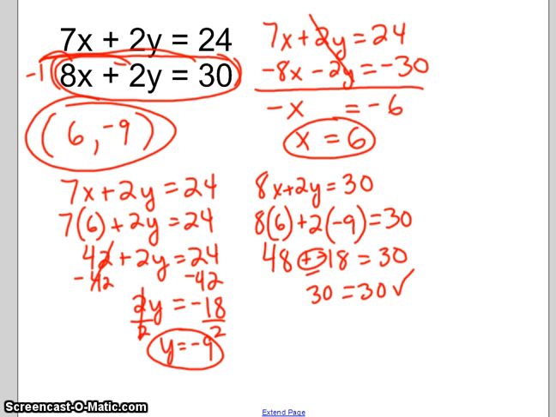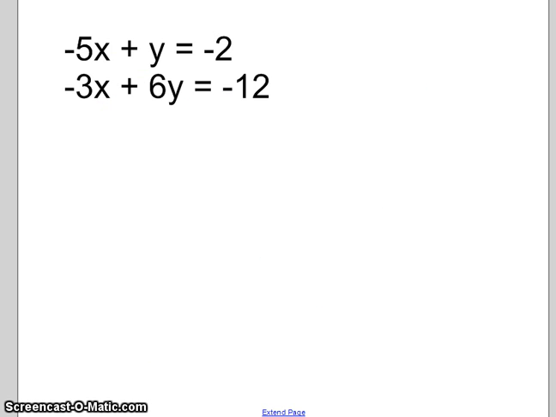Next problem. Alright, what do we do here? I don't have anything that looks similar here. Okay. What can we do? Well, I could change one of the equations. All right. I look here and I have 5 and 3. I look here and I have y and 6y.